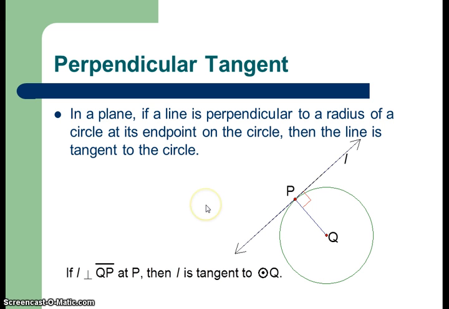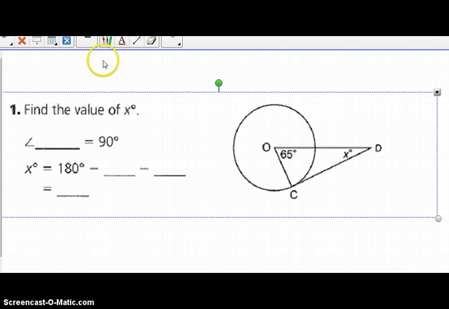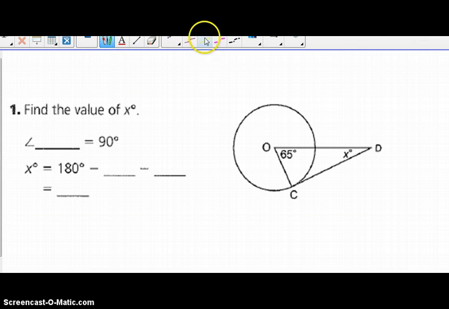We're going to move on now and look at some examples in your textbook or your workbook. Okay, let's look at an example here. This is from page 319 in your Math Makes Sense workbook.